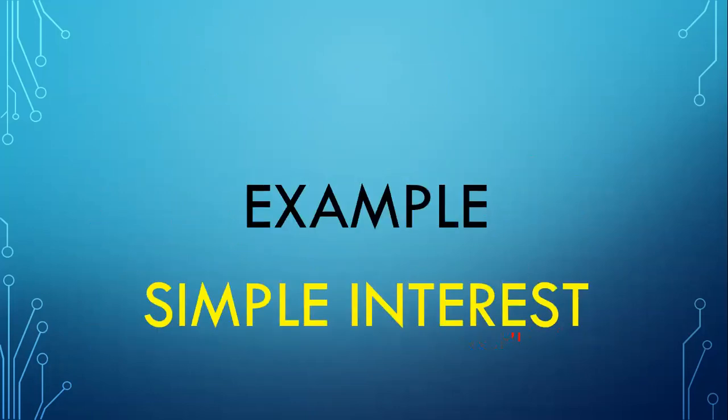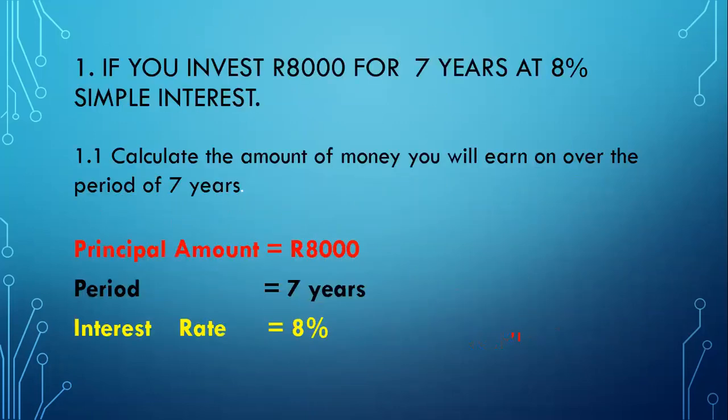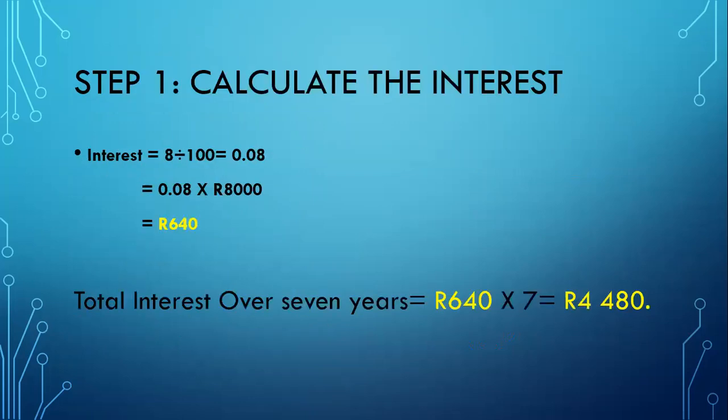So here is an example of how to calculate the simple interest. If you invest 8,000 Rand for 7 years at 8% simple interest, calculate the amount of money you will earn over the period of 7 years. The principal amount is 8,000, the period is 7 years, the interest rate is 8%. So the first step here is to calculate the interest. So how do you calculate the interest? We use the interest rate of 8%, 8 divided by 100, the answer is 0.08.